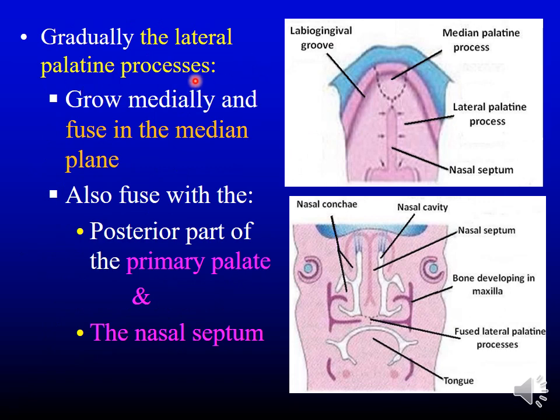Gradually, the lateral palatine processes, as I mentioned before, grow medially and fuse in the median plane. Here, as you can see, there is complete fusion between the two halves of the palate. It also fuses posteriorly with the posterior part of the primary palate. This is the primary palate. There is a line of fusion between the primary palate and the hard secondary palate. Also, there is fusion between the hard palate and the nasal septum.